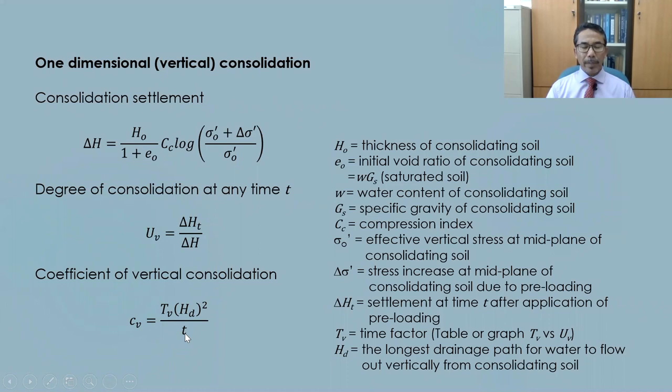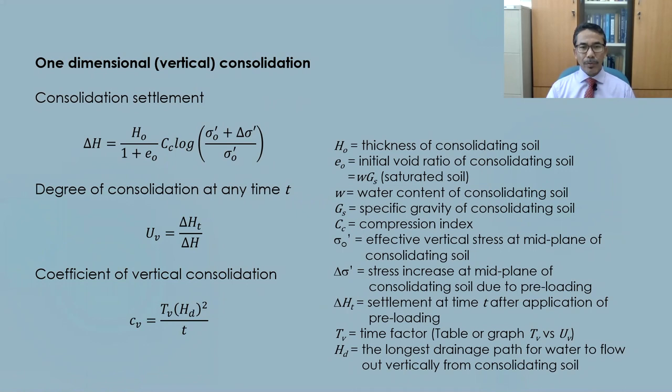H sub d here represents the longest drainage path for water to flow out vertically from consolidating soil. So the value of H sub d depends on the drainage condition. It could be single drainage or it could be double drainage. If the water is allowed to flow only in the upward direction, it's considered as a single drainage, then H sub d equals the thickness of the consolidating soil.